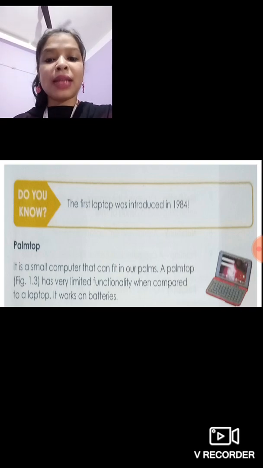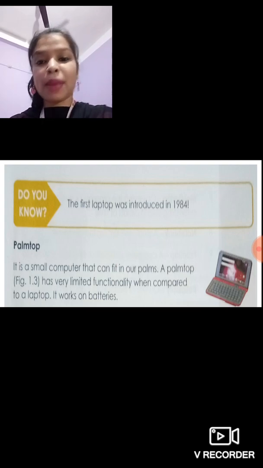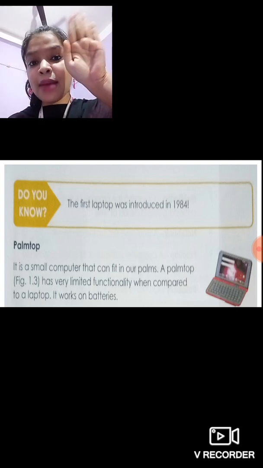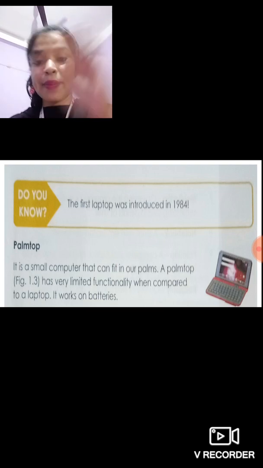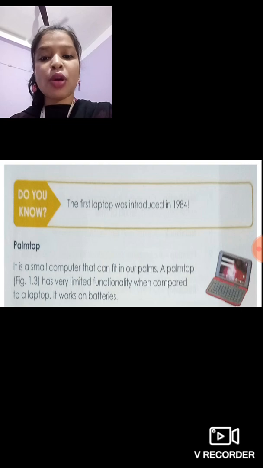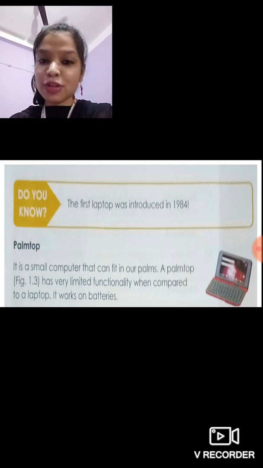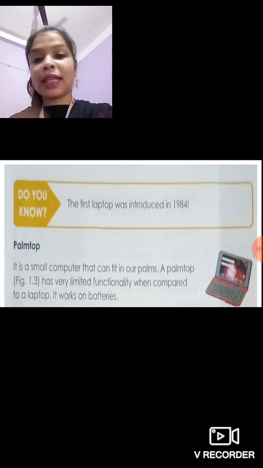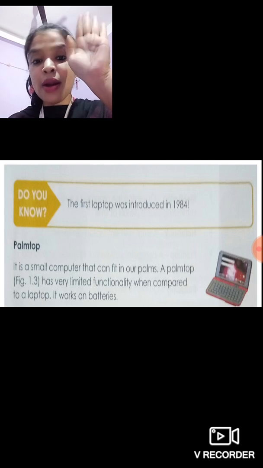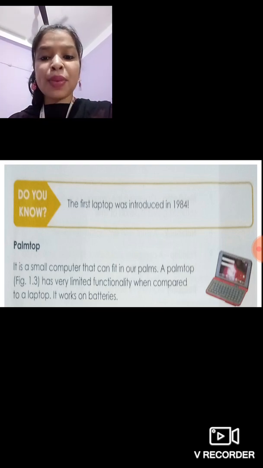Alright, the next is palm top. What do you mean by palm? This is a palm. Your hand, this part, is known as the palm. A palm top is a small computer that can fit in our palms. It is also a computer, but it is much smaller in size and can easily fit in our palm. A palm top has very limited functionality when compared to a laptop.